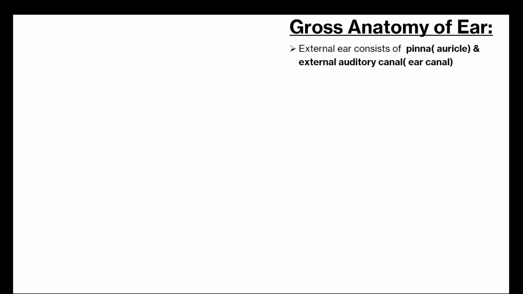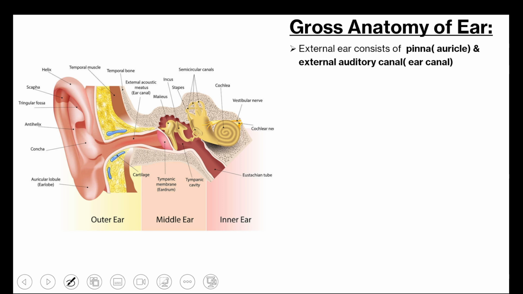The external ear mainly constitutes the pinna and the external auditory canal, which is also called the external acoustic meatus or ear canal. You can see this is the pinna, which is also called the auricle, and this is a tubular structure with a hollow lumen that is called the external acoustic meatus or ear canal.